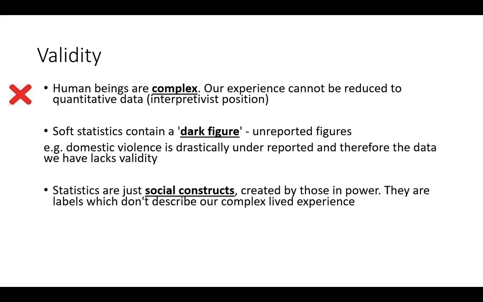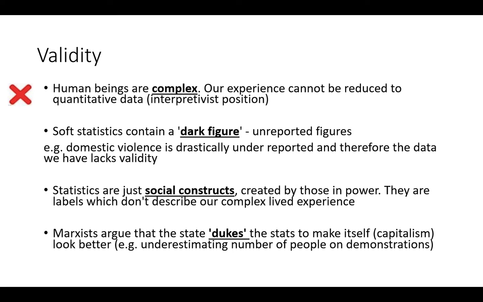Now, statistics are just like your name. They are an agreed label for the way that we're going to talk about crime, for the way that we're going to talk about domestic violence. And so they don't actually get to the truth of you. They don't actually get to the truth of human beings and how they think and how they feel and how they live. This is what labelling theorists would argue, and they would say that the only way you get beyond these social constructs is by going and talking to people, and that's why the interpretivists are often labelling theorists.